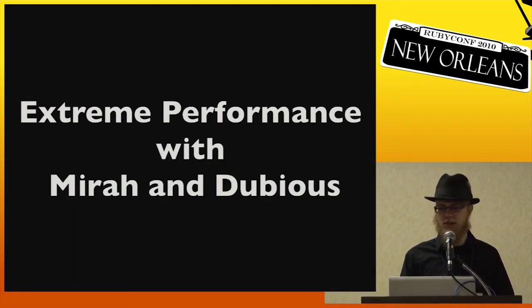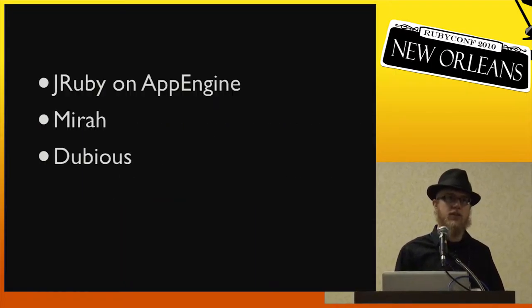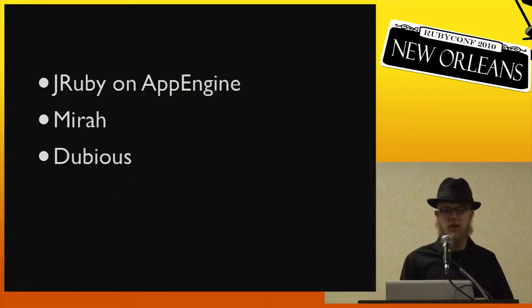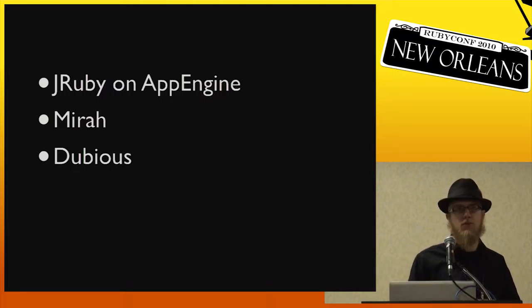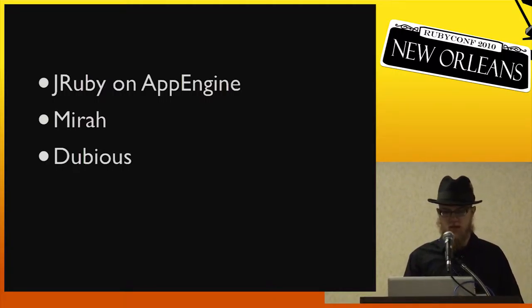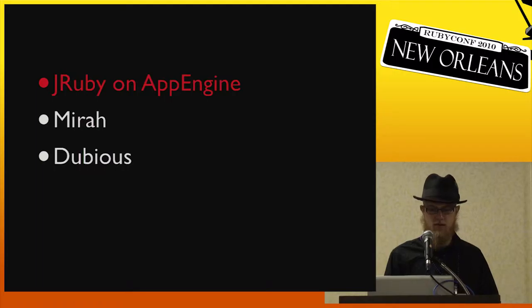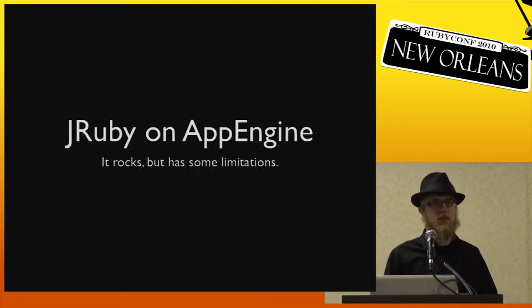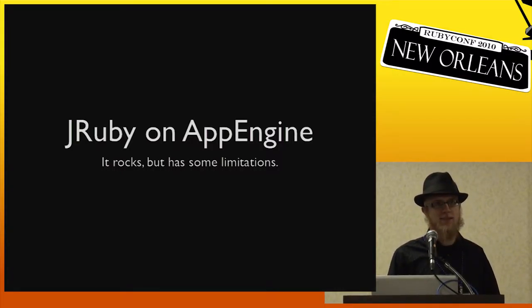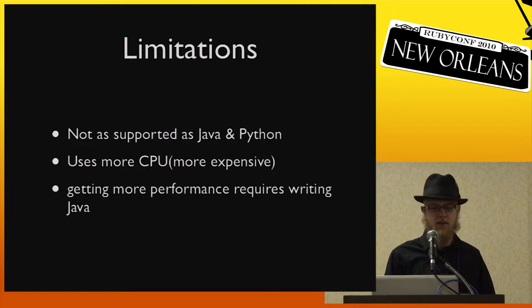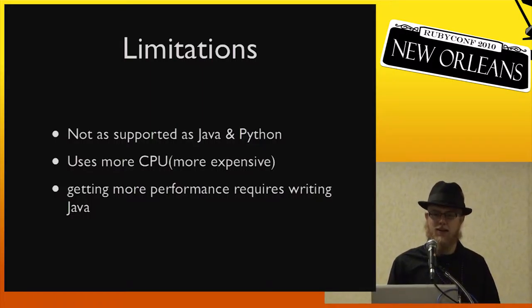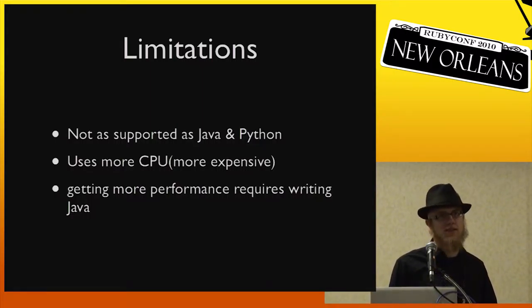So as Bob was talking about AppEngine, currently there are a number of people running apps on AppEngine using JRuby. It worked pretty well, but it does have some limitations because JRuby is more dynamic than running something in Java, and it has a larger runtime than running things on Python, and it's not supported as well by Google because it's not one of the primary languages for the platform.